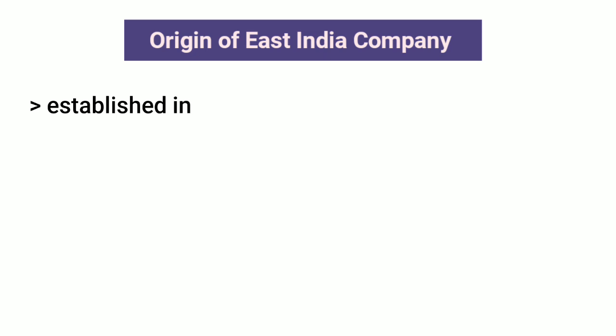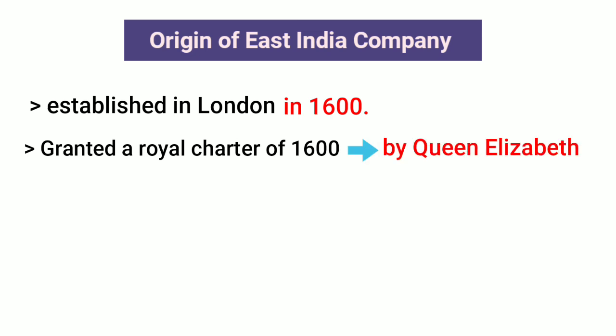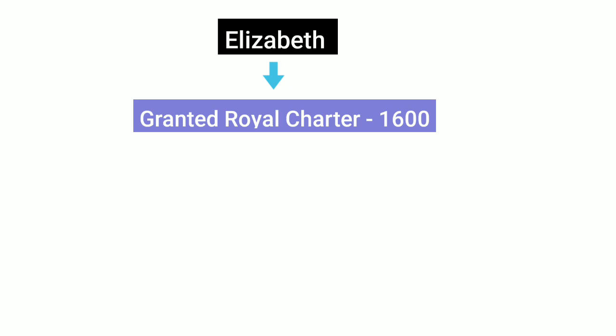The East India Company was established in 1600 in London, and then it was granted a royal charter by Queen Elizabeth. So charter means to give permission. It means after the establishment of the East India Company, it was given an exclusive permission to trade in India by Queen Elizabeth. So the British Queen Elizabeth granted the royal charter of 1600.